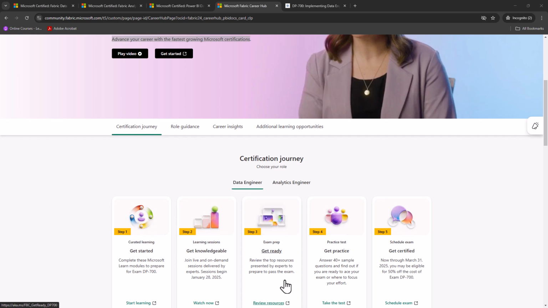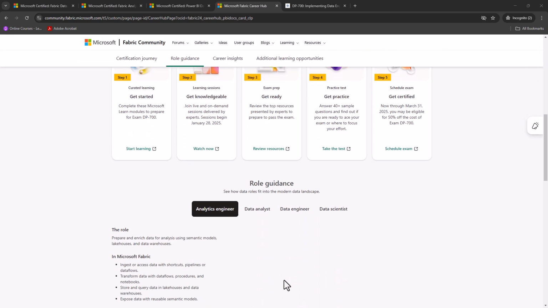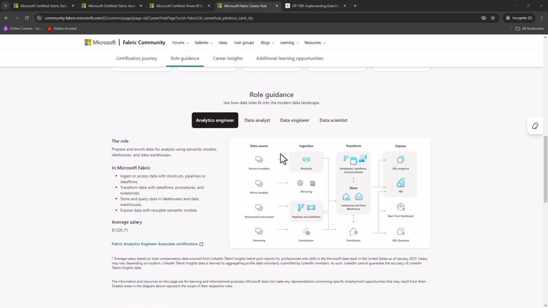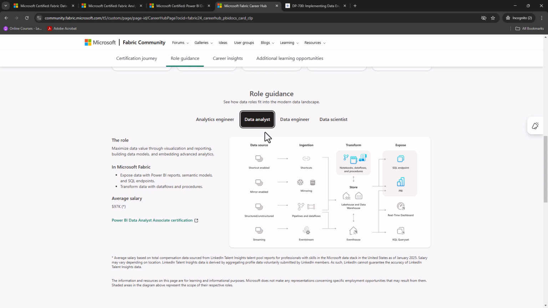Now, if I scroll down, you can see what the data engineer and the analytics engineer is for. So, first of all, let's have a look at the data analyst. So, this is the PL-300. So, you can see we are looking at Power BI together possibly with an SQL endpoint and notebooks, data flows, and procedures. However, the last 2 of these are not measured in the PL-300, they're measured in the DP-600.